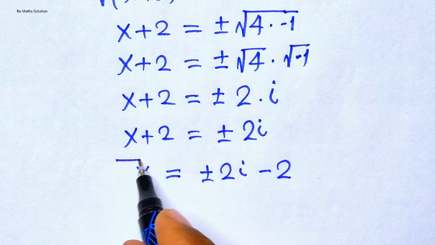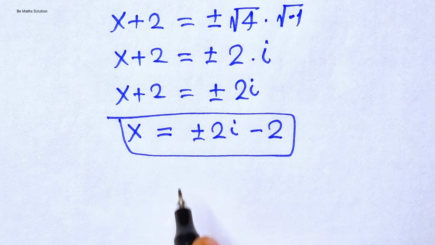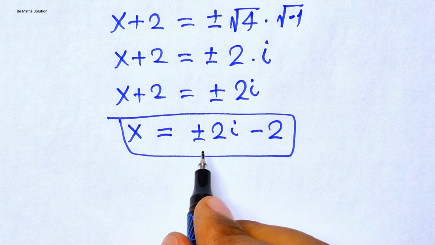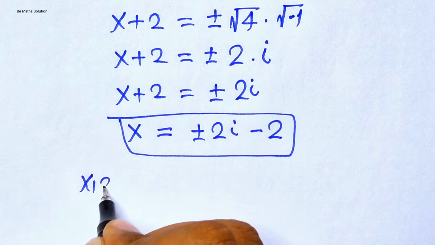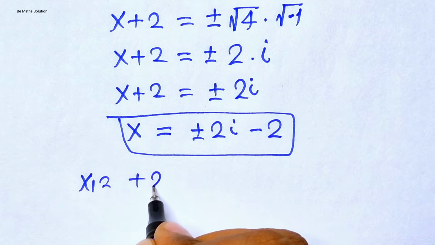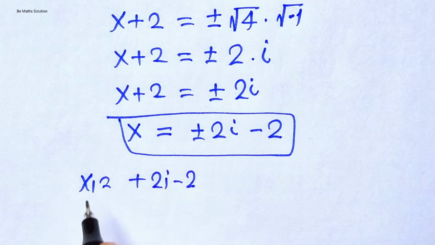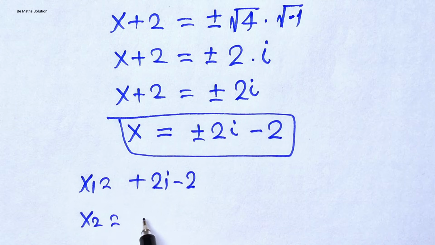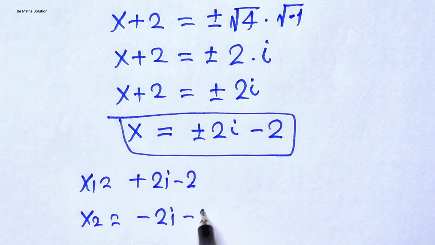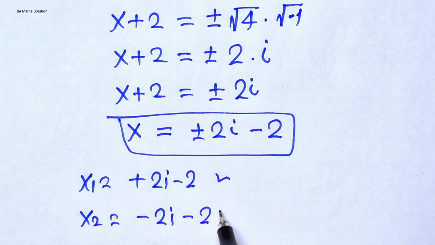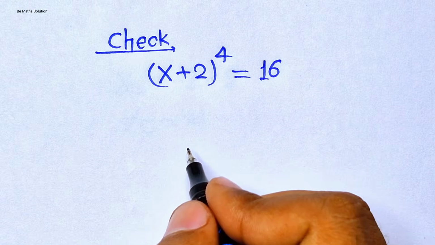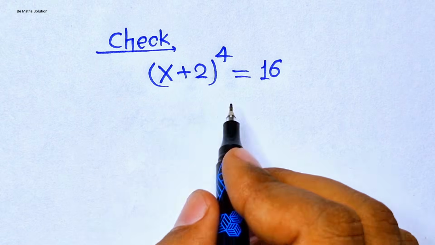So our final answer for the value x: we have two complex solutions. This x3 is equal to plus 2i minus 2, and this x4 is equal to minus 2i minus 2. The first solution and the second solution are complex. Now let's check our answer.